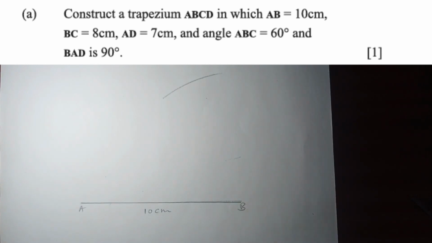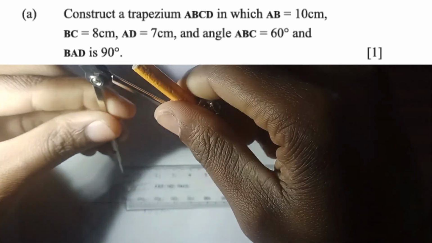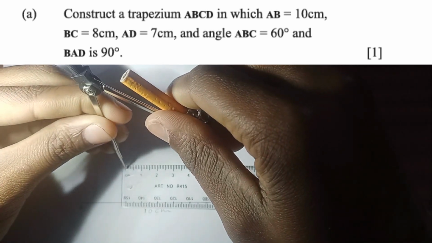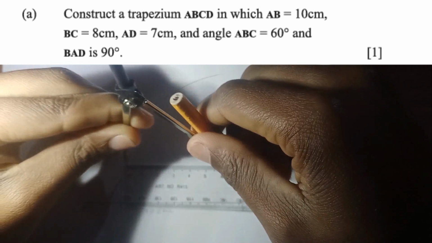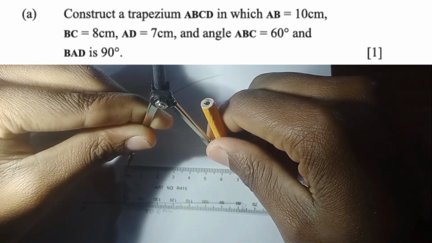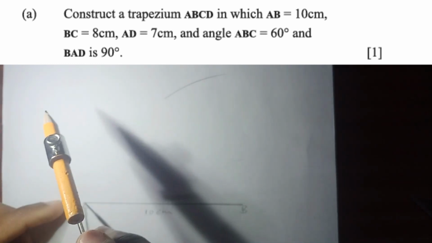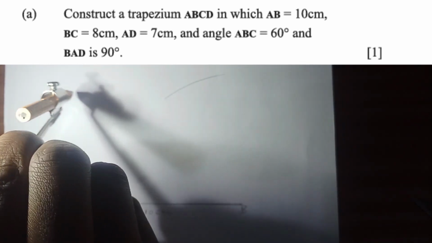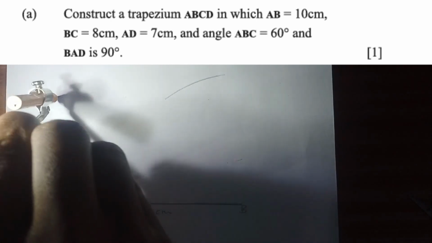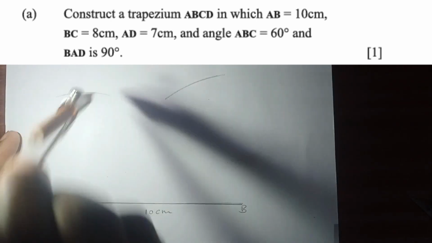Then AD, D is somewhere there. AD is 7 centimeters. You do the same procedure. For now, we are going to measure 7 centimeters. As you can see, that is 7 centimeters. Then we take our compass leg at A and create an arc, just like so.